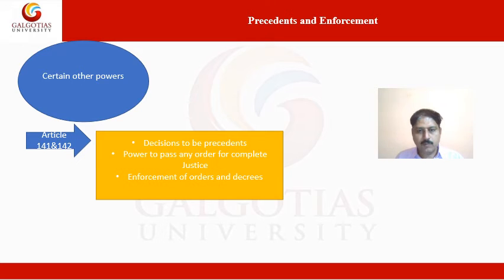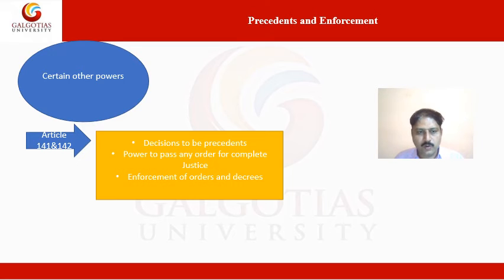Some significant powers are conferred upon the Supreme Court under Articles 141 and 142 of the Constitution of India. Article 141 says that decisions of the Supreme Court shall be binding on all the lower judiciary in India. It means that decisions of the Supreme Court are precedents. However, it has been laid down that only the ratio of the judgment is precedent and not the obiter dicta, that is, an observation which has no direct connection with the facts of the case.